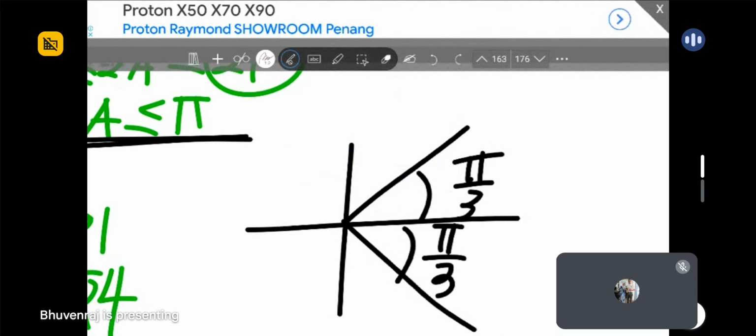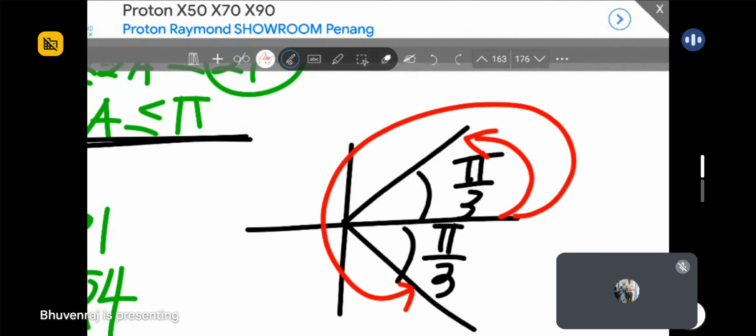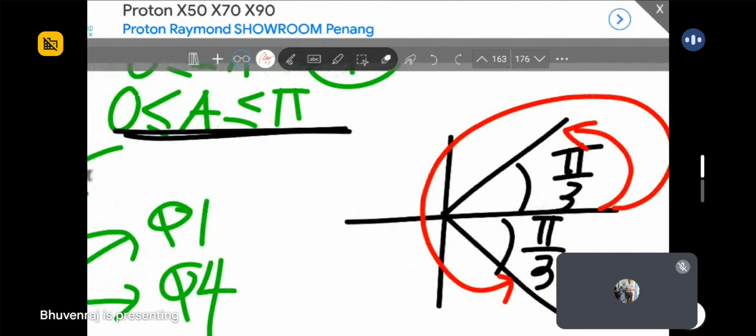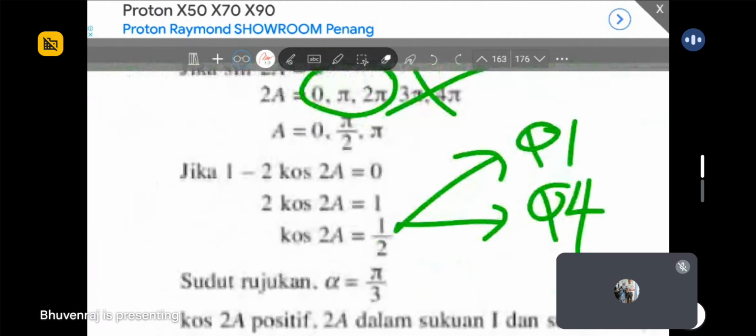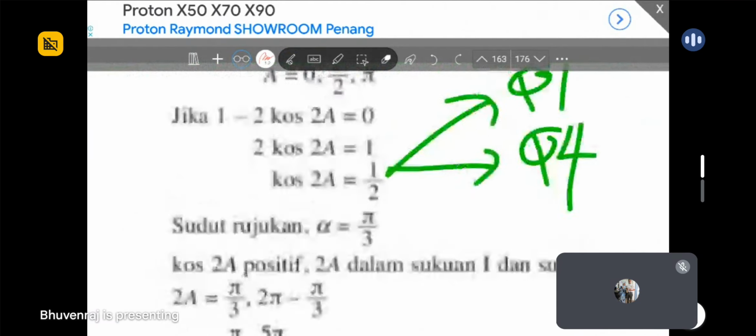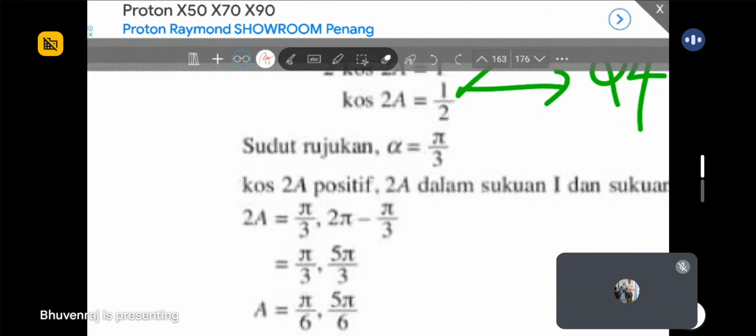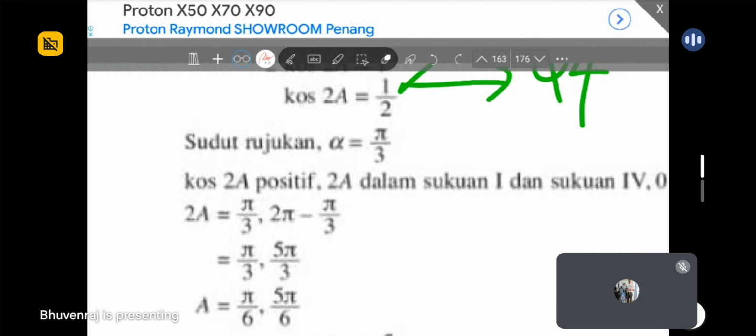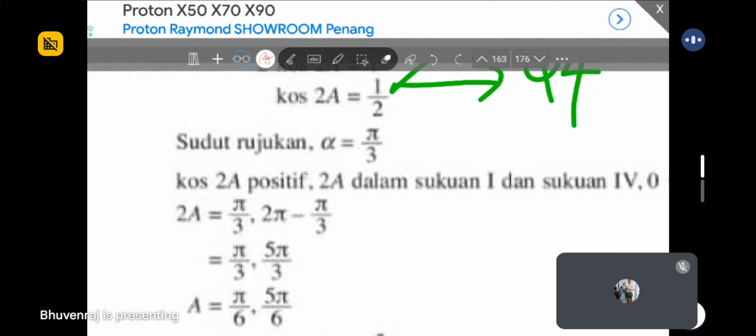Macam mana ukur? Okay, so first one, if quadrant 1, directly take the value. Quadrant 4, must minus, kena tolak. So it's 2 pi minus pi over 3. You can see over here, you will have two answers, dua jawapan. So for A, you will get pi over 6 and 5 pi over 6.